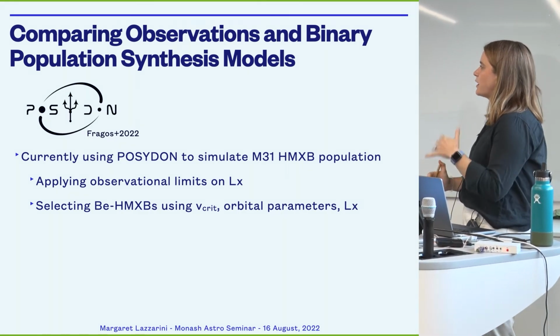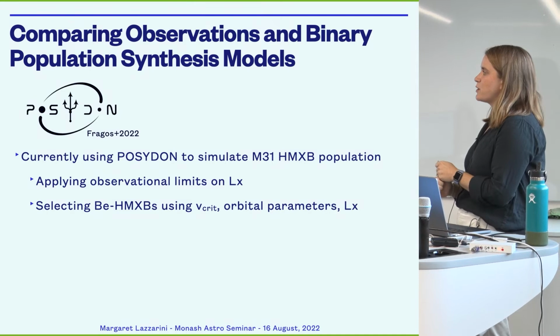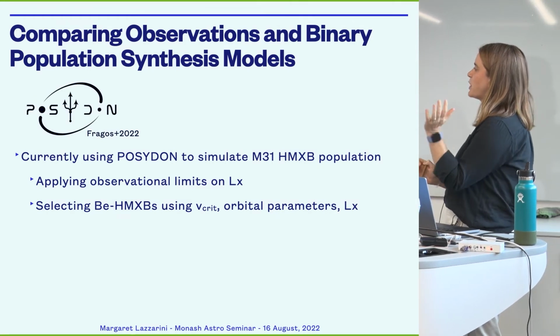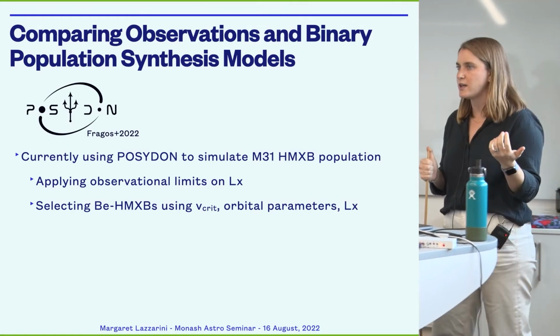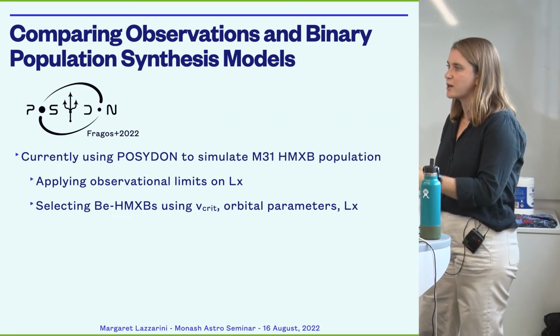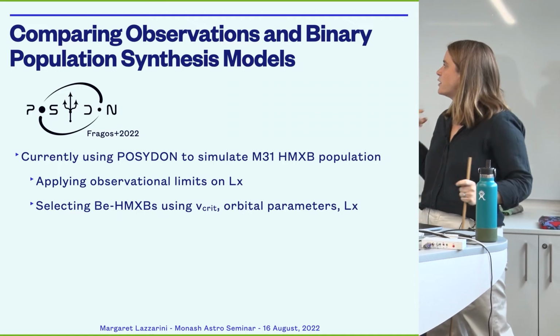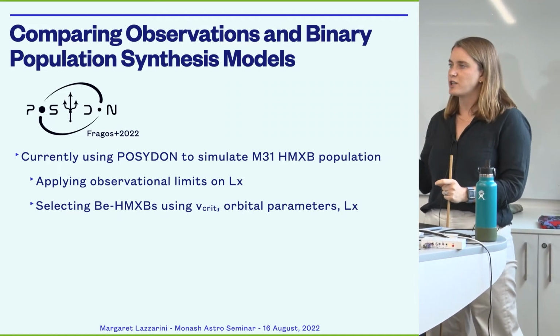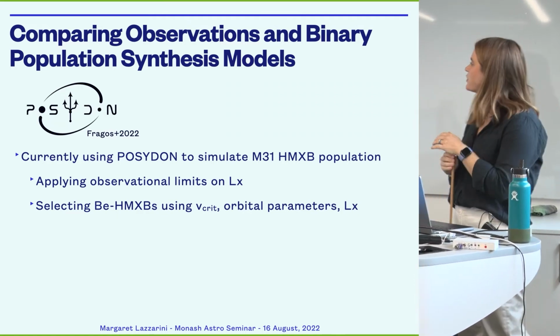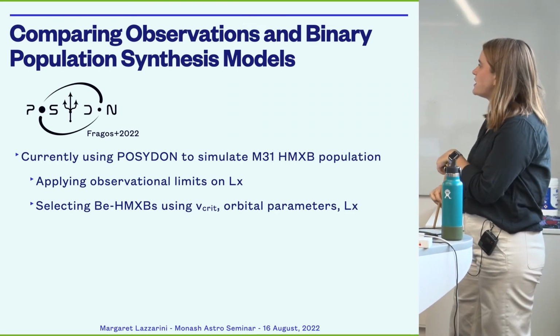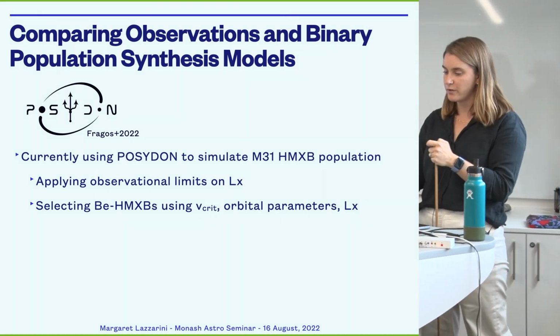And then we've been focusing on the BE X-ray binary population by post-processing, selecting likely BE X-ray binaries from our simulated systems using things like rotational velocity and orbital parameters, making sure the compact object would actually come close enough to the BE star's decretion disk to accrete, and that they would be bright enough for us to observe.